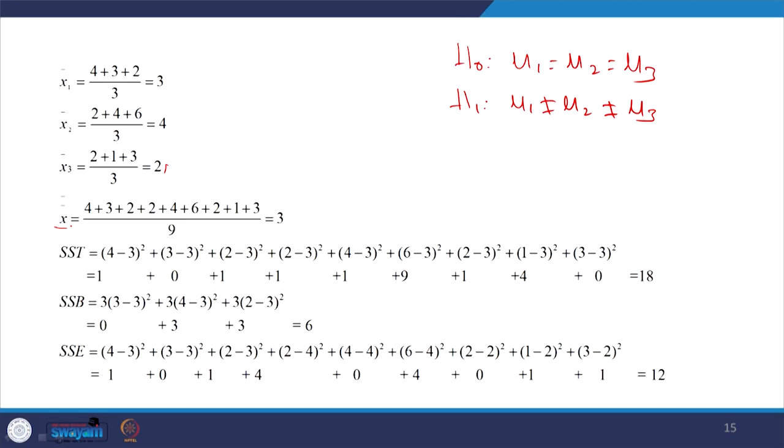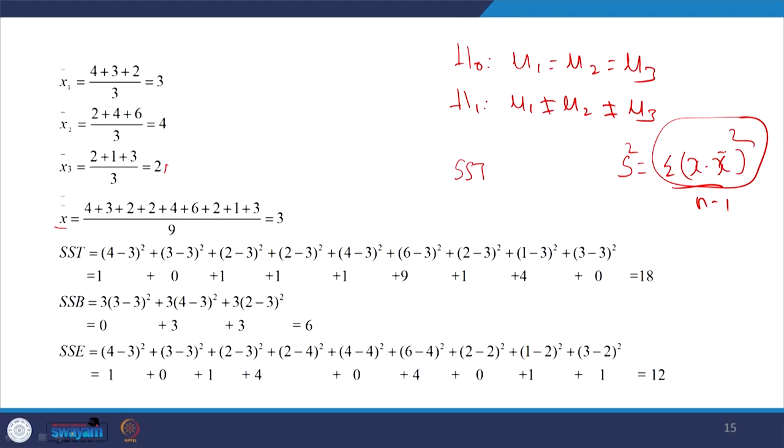What am I going to do? I am going to find out the overall variance, which I am going to call SST, total sum of square. Why am I saying it is a variance? See the variance formula: variance equals sigma of x minus x bar whole square divided by n minus 1. This numerator, sigma of x minus x bar whole square, I am going to call sum of square.